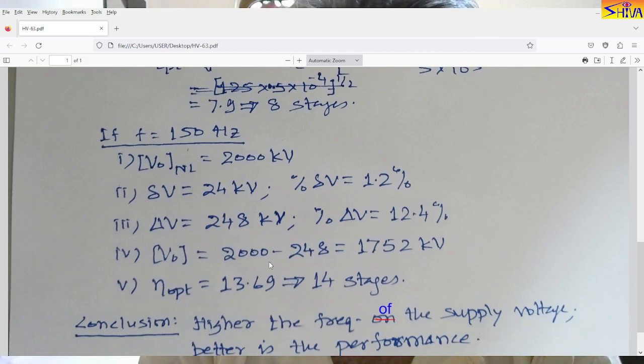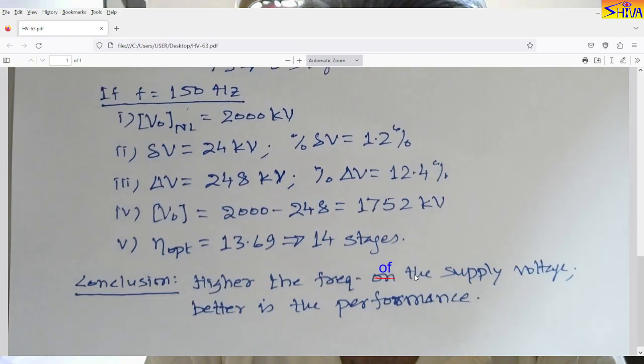V0, output voltage, is 2000 minus 248. It is 1752 kV. And optimum number of stages is 13.69. We have to round it to the higher integer. So it is 14 stages.